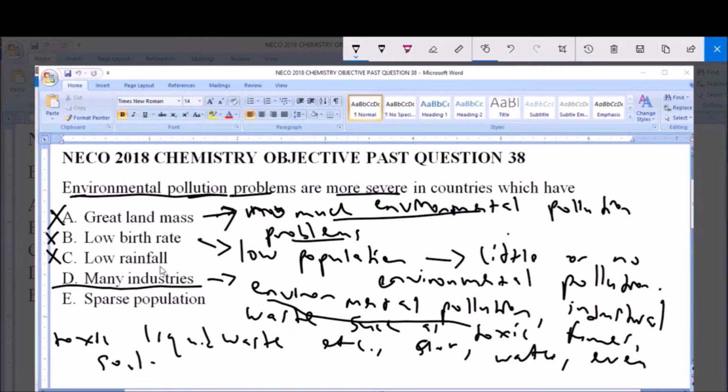And lastly, sparse population is also linked to the point of low birth rate. When you have sparse population or low population, there will be little or no environmental pollution. So this is not the answer to the question. So as we have rightly established, many industries is the correct answer to this question.